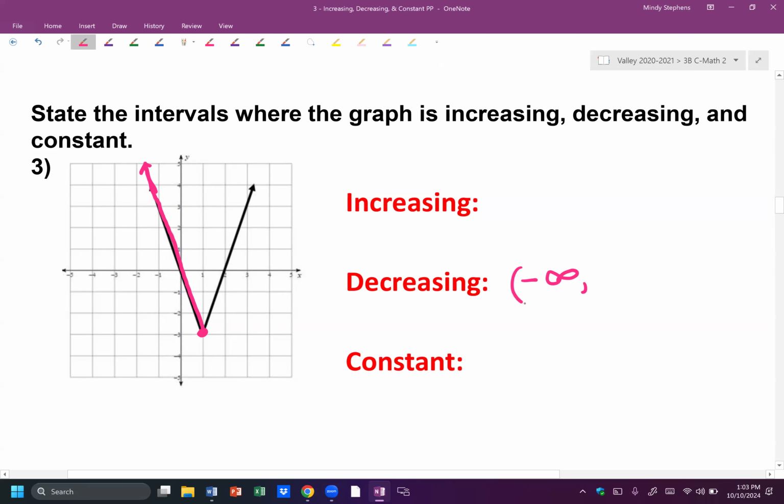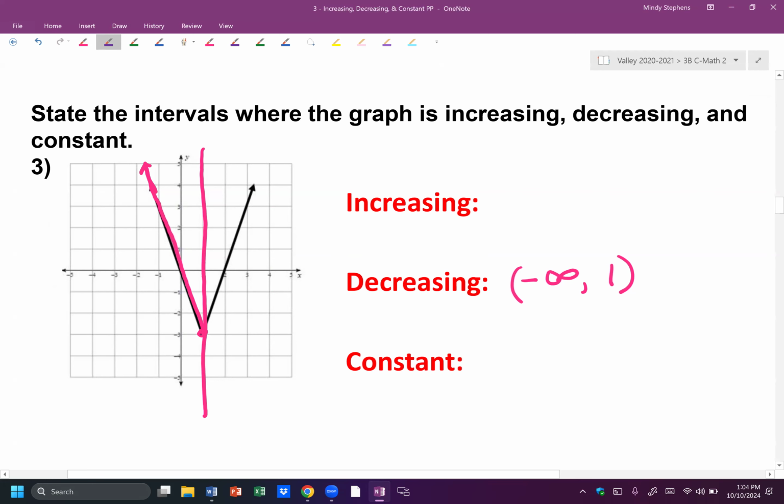It decreases starting forever to the left. It stops decreasing right here. That's where it stops decreasing. So at +1. So it goes from -infinity, stops at +1 where I have that line drawn.